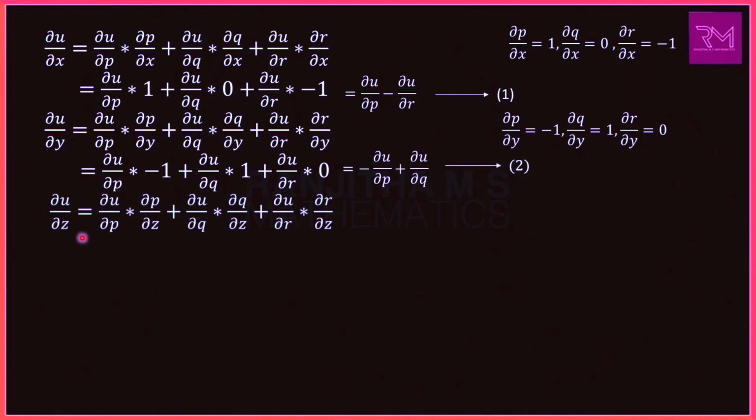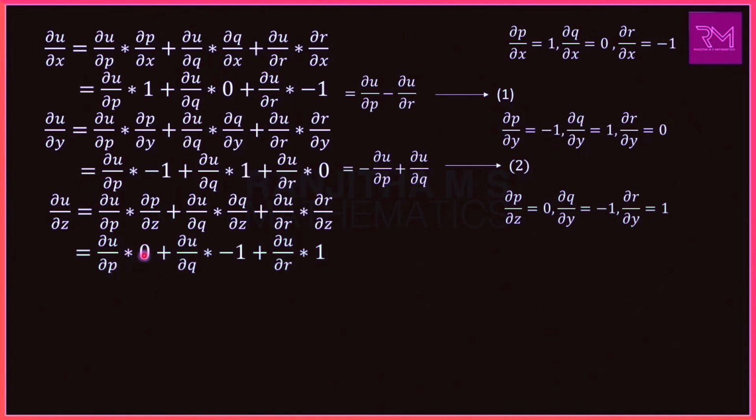Similarly, we have to obtain ∂u/∂z value as ∂u/∂p into ∂p/∂z plus ∂u/∂q into ∂q/∂z plus ∂u/∂r into ∂r/∂z. Substitute the values, we get ∂u/∂p into ∂p/∂z value is 0, plus ∂u/∂q into ∂q/∂z value is minus 1, plus ∂u/∂r into ∂r/∂z value is 1. This term becomes 0 and simplify, we get the value as minus ∂u/∂q plus ∂u/∂r. Consider this as equation number 3.